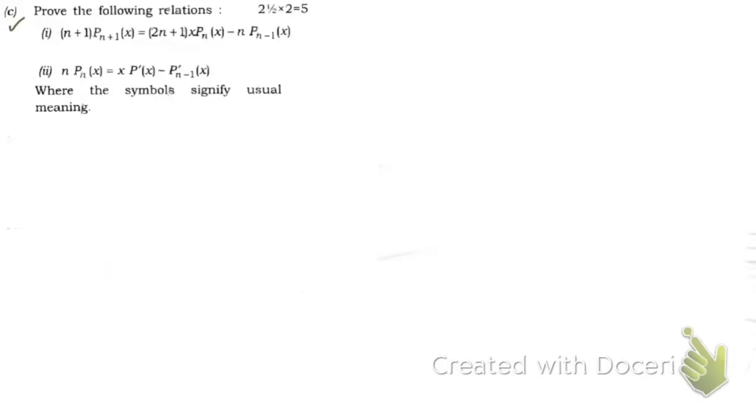So this is question number 3c. Here we need to prove these two, right? So how to prove the first one? Let me show you. Here, these symbols have their usual meanings. That means this Pn of x is the Legendre polynomial. I hope you know these things. So now let me solve this one.